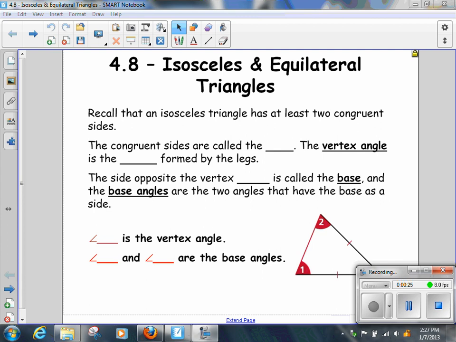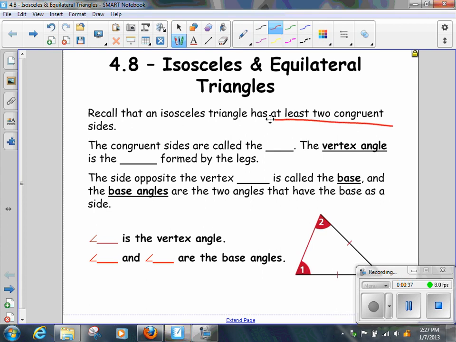Here we go. Isosceles triangles. How many sides are congruent? Just out of curiosity. Two. Equilateral. How many sides? All. Very good. Recall that the isosceles triangle has at least two congruent sides, and that the congruent sides are called the legs. Fill this in. And I am recording it if you get lost.